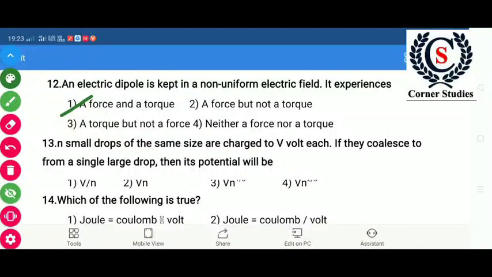Next one. n small drops of the same size are charged to V volt each. If they coalesce to form a single large drop, then its potential will be: V/n, Vn², Vn, Vn^(2/3). Okay, answer: the fourth one, Vn^(2/3).